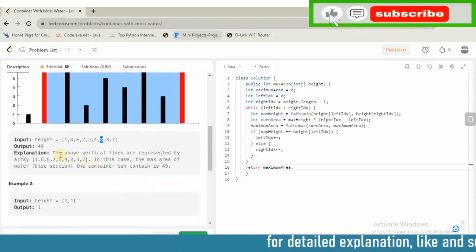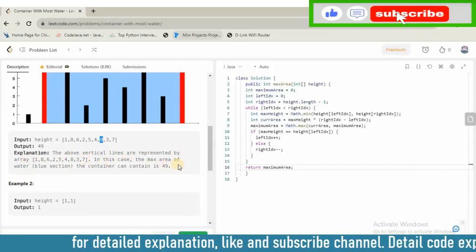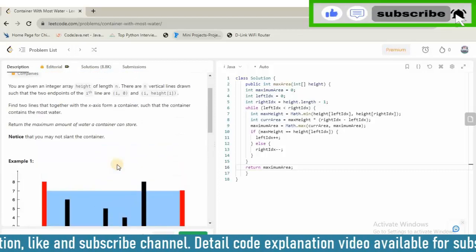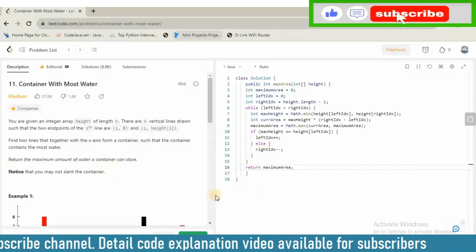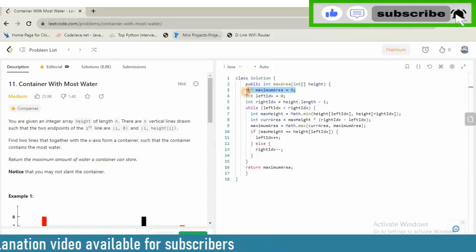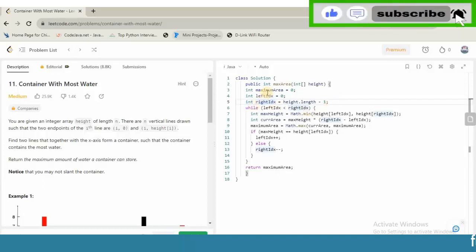Here you can see the vertical lines represented by the array. In this case, the maximum water is stored in the blue region. Now how will it be taken? We can observe here: I'm taking the maximum area, which we are trying to find, and a left index and a right index. The right index is height length minus 1, because the last array element is at length minus 1. The left index must always be less than the right index. You should not exceed that.